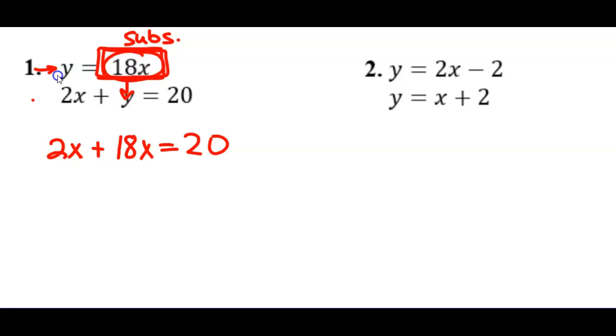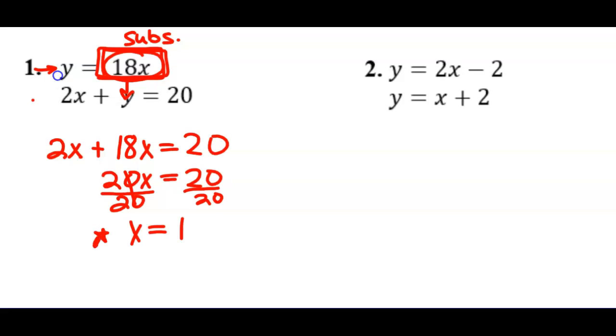Okay? Now I need to do the math. 2x plus 18x is 20x is equal to 20. Okay, I need to get x by itself. 20 times x, so I have to divide. And I get x equals 1.